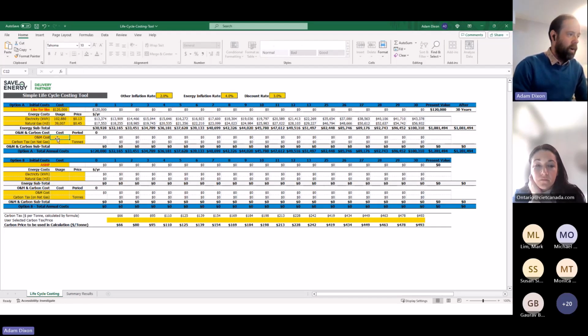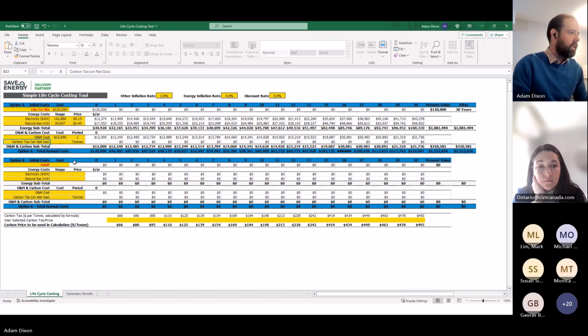We do have our O&M costs. So we're told that we spend $12,000. And the period here, if you put a 1 in here, that's going to happen every year. If you put a 2 in there, it's going to happen every second year, and so on. So if your regular maintenance schedule is not annual, or if it's semi-annual, you could reduce that as well.